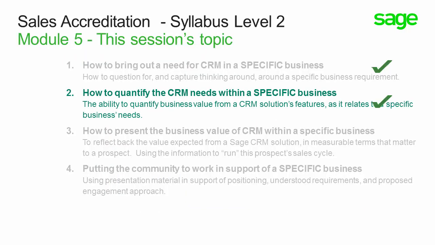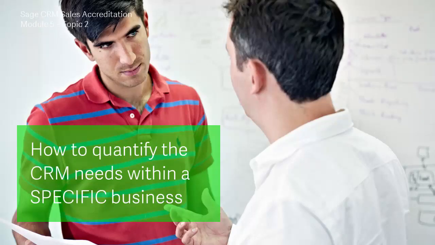You've now reached the end of the second topic of the fifth module. So this topic contained information specifically on how to quantify CRM needs within a specific business. There'll be questions about this topic in the exam, and you should now move on to the further topics in order to complete the module. Once you've completed all the topics, you can sit the exam, if you wish to, and gain credits for the module.